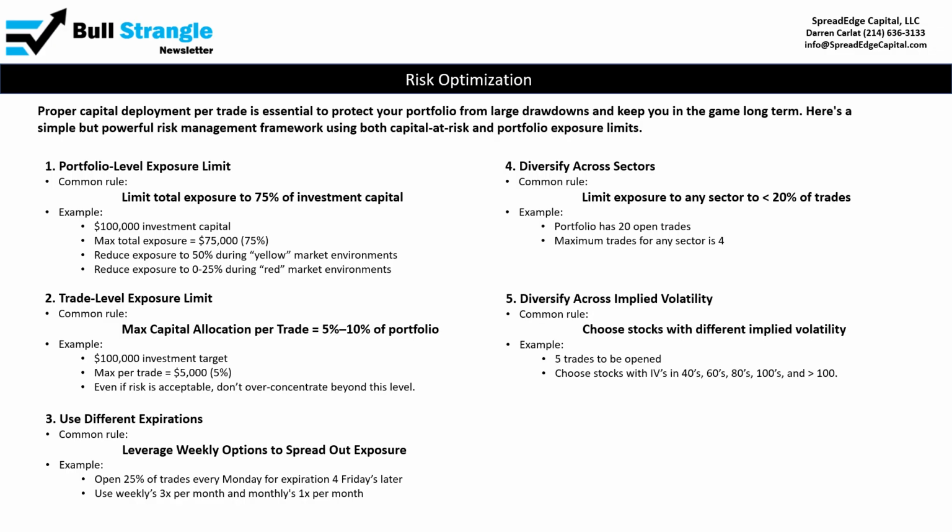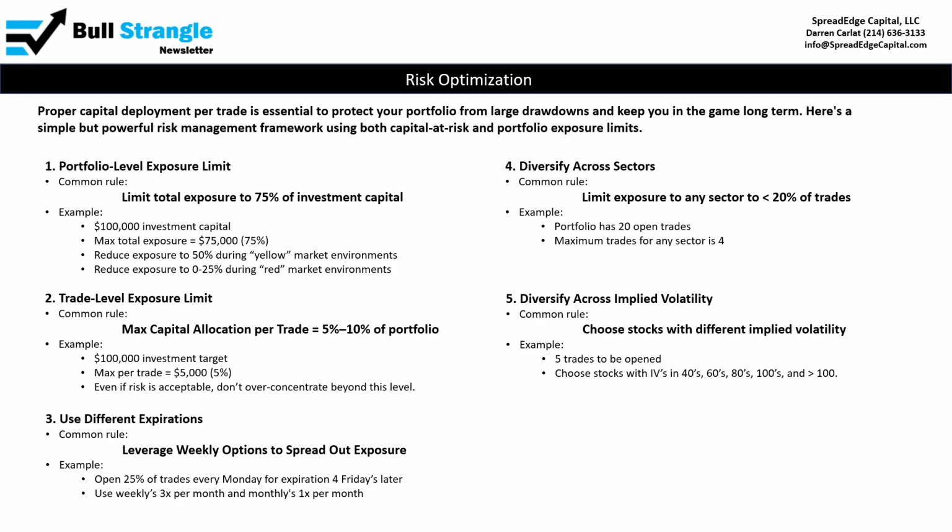Number 5 is to diversify across implied volatility. The rule, choose stocks with different implied volatility. And you can see in the example there, and I've used it a couple times, you want to kind of have the full range of implied volatility on the stocks that you are choosing.